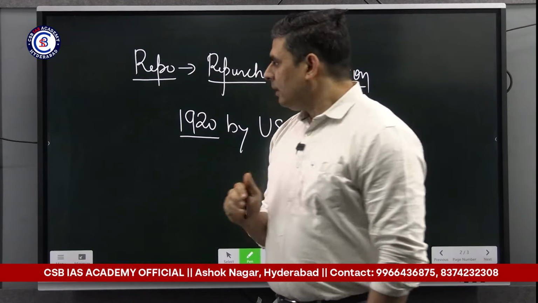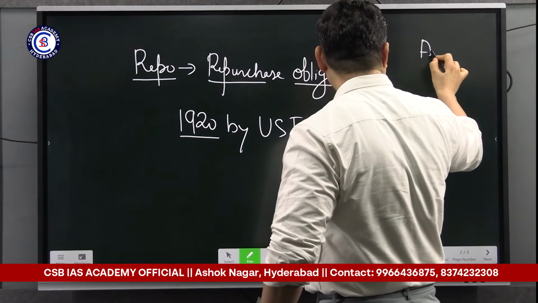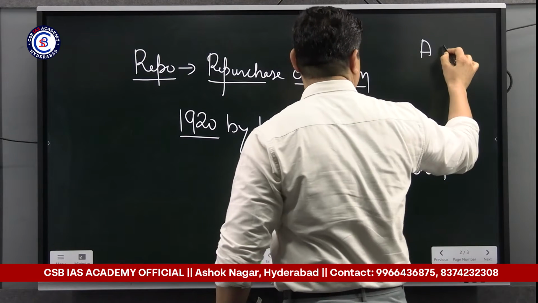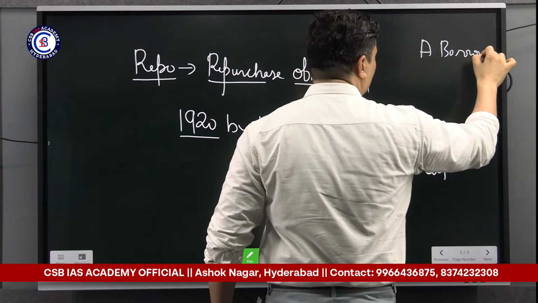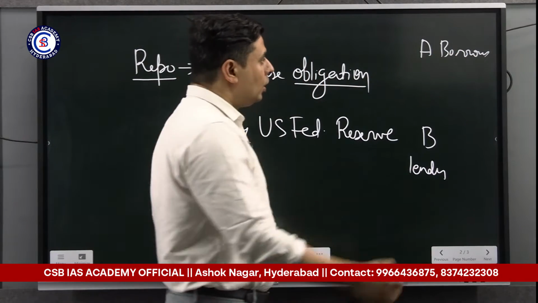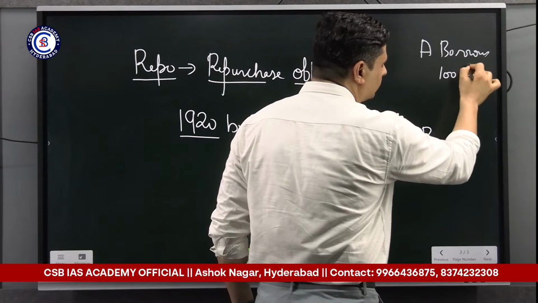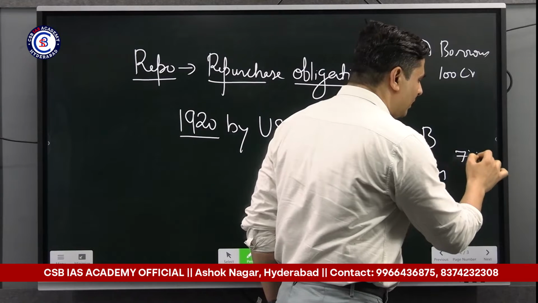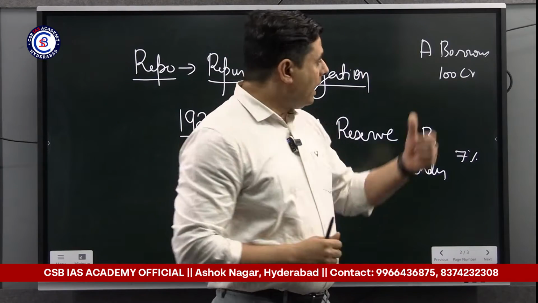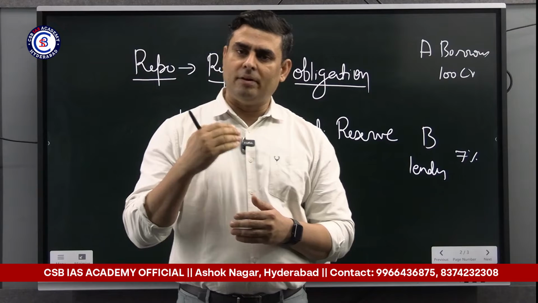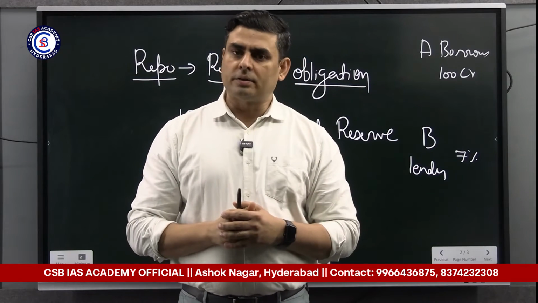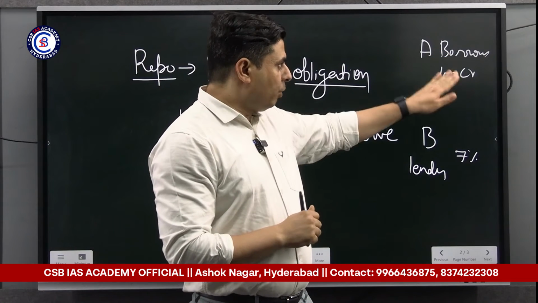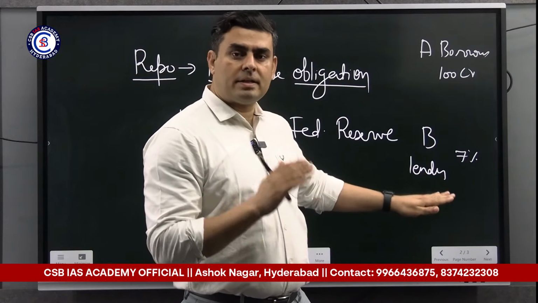So what it means is that, suppose there is a borrower A and lender B. So A is a borrower and B is a lender. So A needs 100 crores and B is ready, but B is asking for 7% interest on an annual basis, and A agreed, okay, I will pay you an interest rate of how much? Interest rate of 7%, principal amount plus interest amount. That means if A borrows 100 crore, then he has to repay 107 crore to whom?